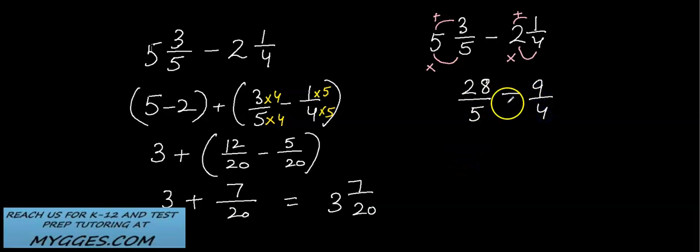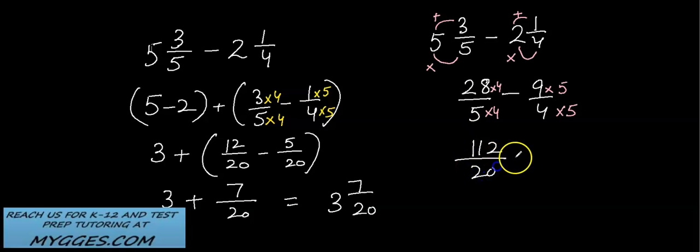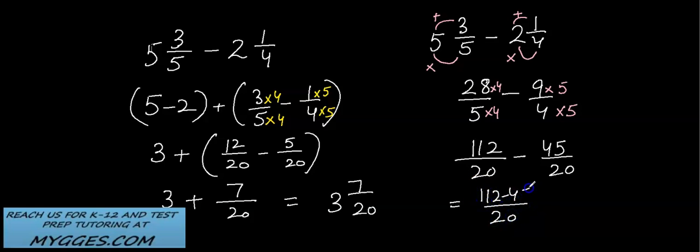Now we cross multiply and make the denominator the same. So multiply the first fraction by 4 and the second by 5. So 28 times 4 equals 112. So this would be equal to 112/20 minus 9 times 5, 45/20. So take the 20 and then 112 minus 45, and that is equal to 67/20. And then we convert that into a mixed fraction. So that would be equal to 3 and 7/20.